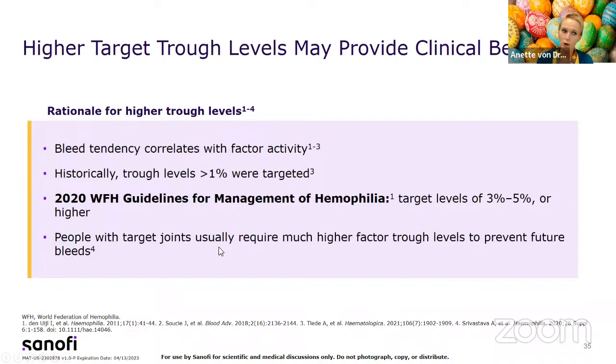Also, and that is sort of logical, people with target joints usually require much higher factor trough levels to prevent future bleeds, because these joints are vulnerable. They often have synovial hypertrophy, they have fragile vessels. And so, yeah, one might have to think about even higher trough levels to stop the bleeding in target joints.